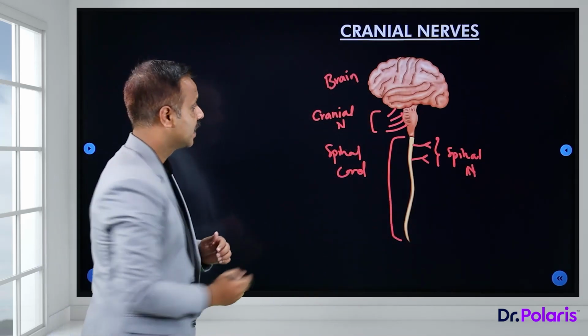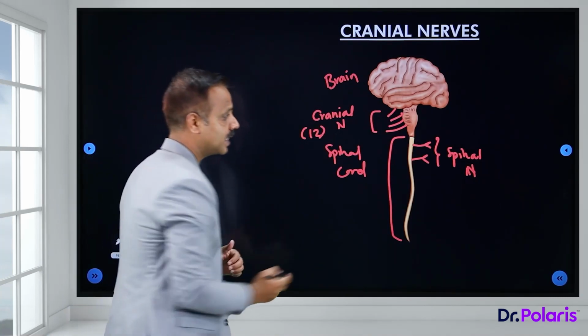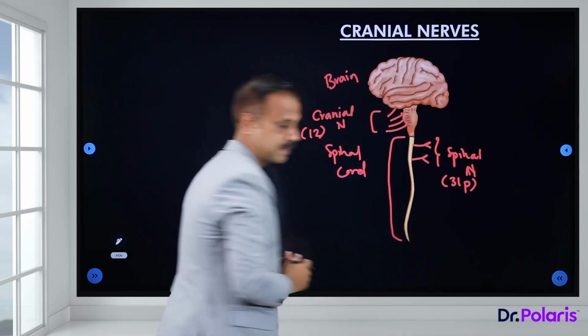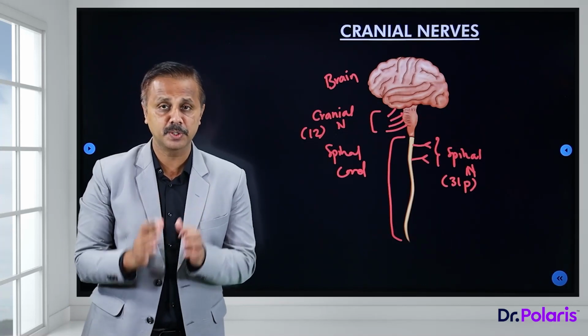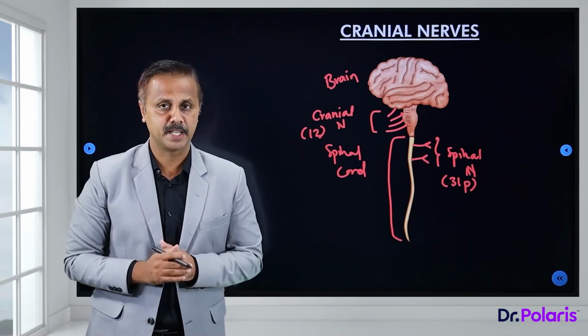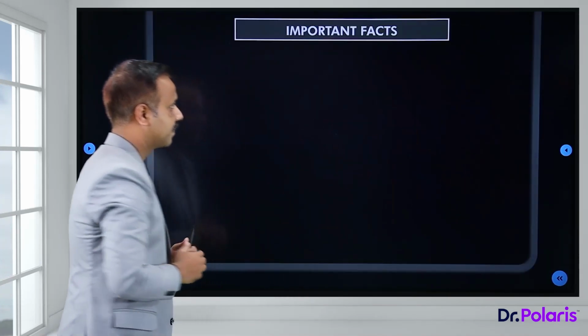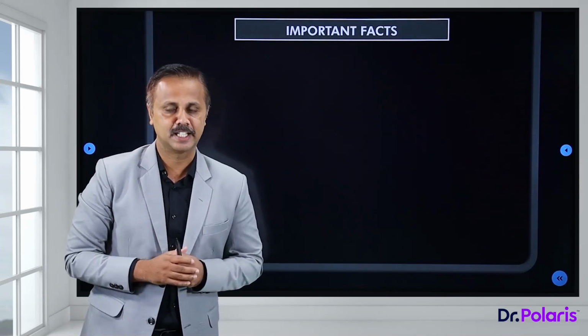In human beings, we have about 12 pairs of cranial nerves, whereas at the same time we have about 31 pairs of spinal nerves. This is regarding the definition of cranial nerves. So I want you to remember, cranial nerves are the nerves which are attached to brain, different parts of the brain. Right, once we have learned this, let's learn a few important facts regarding the cranial nerves.